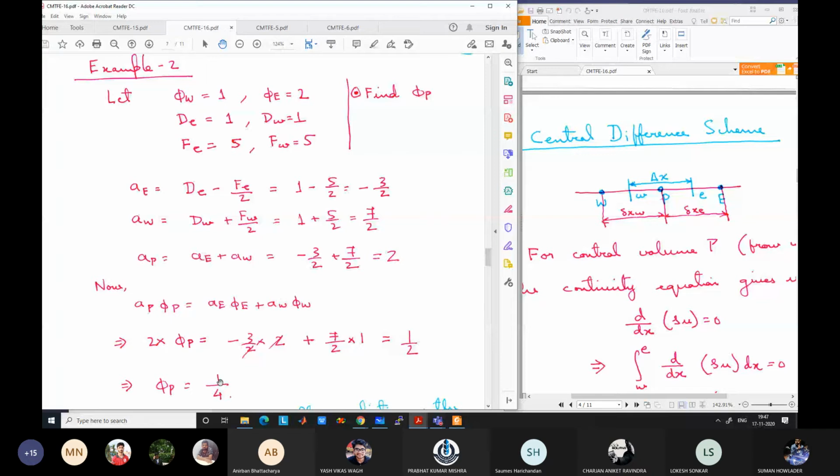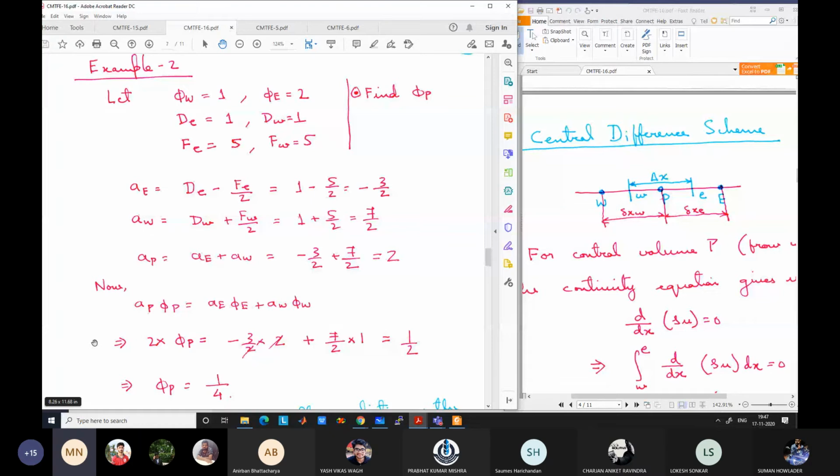Although our discretized equation is giving it, meaning I have not made any calculation error in the discretized equation. So our discretized equation is correct, but this is an inherent flaw of the central difference scheme, that it is giving a physically incorrect value. So why am I calling this physically incorrect? Phi p is 1 by 4. It is not negative. So what is the issue with this? Sir, it should be between 1 and 2.